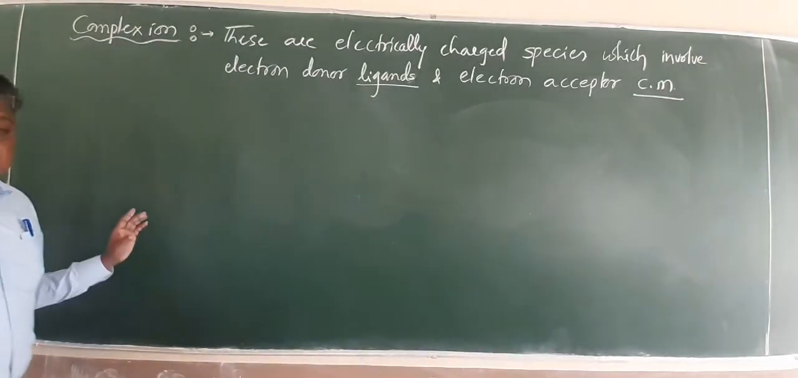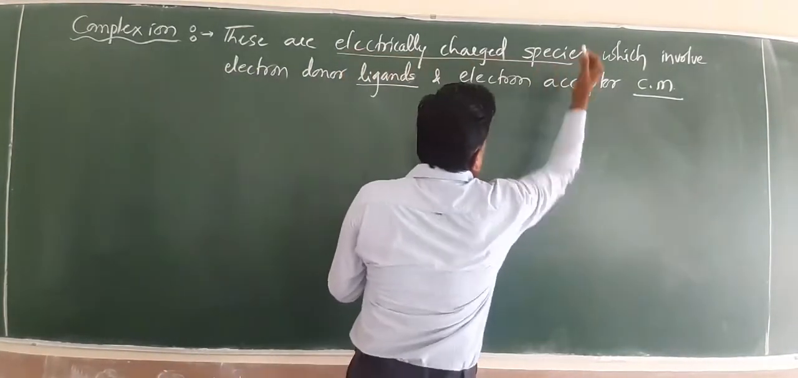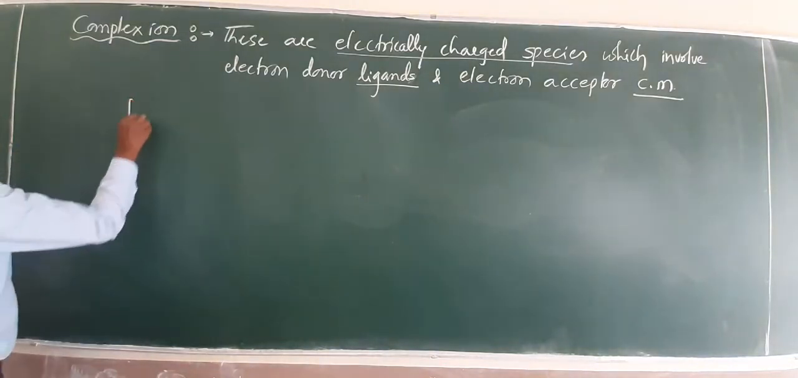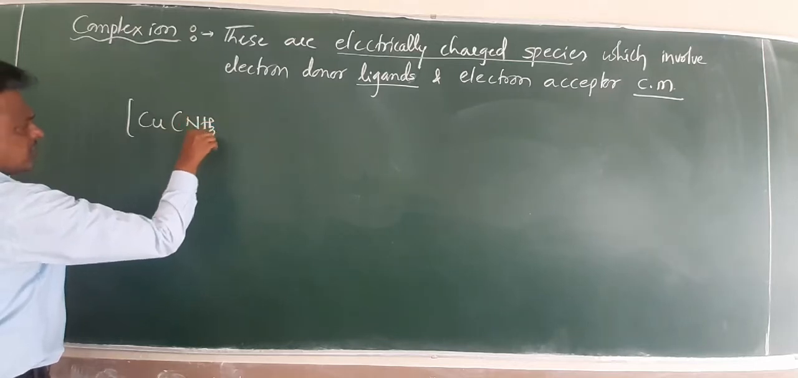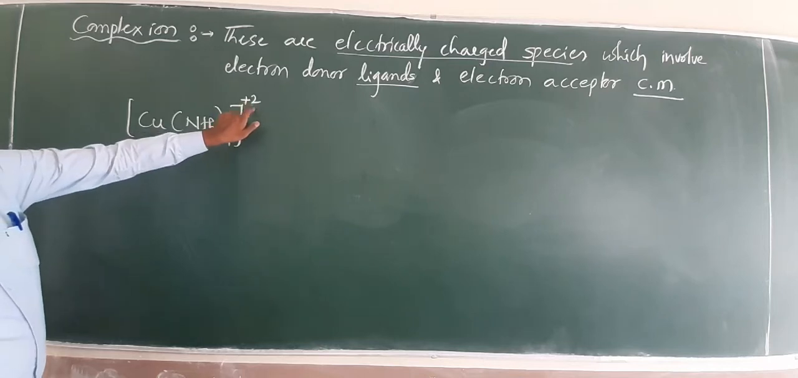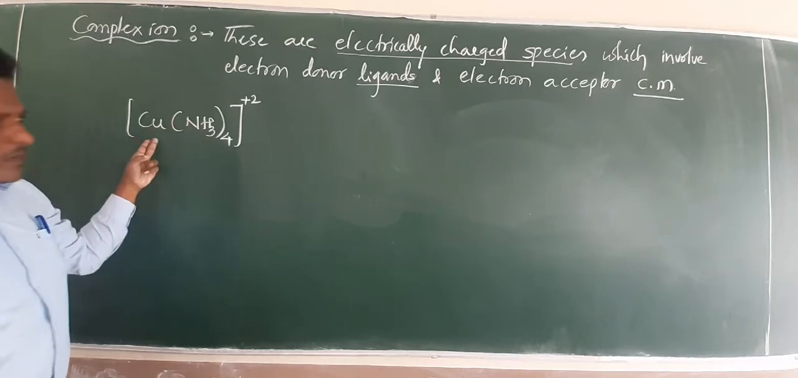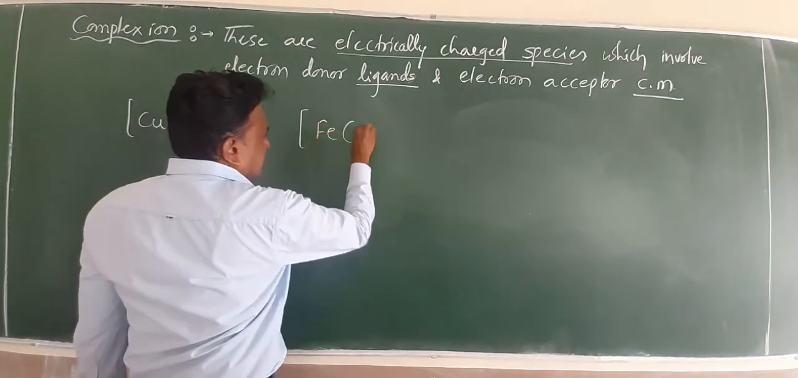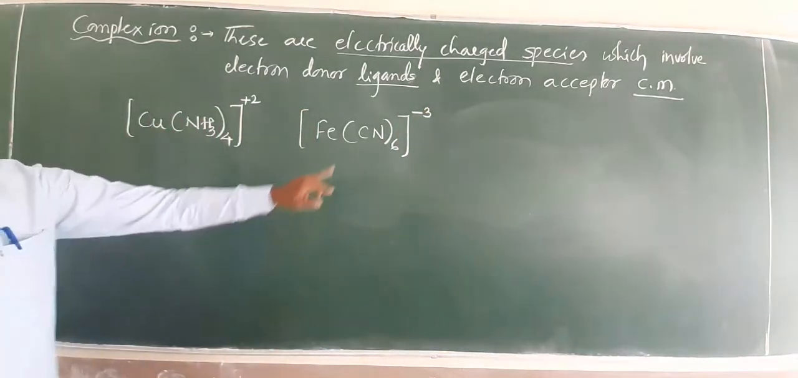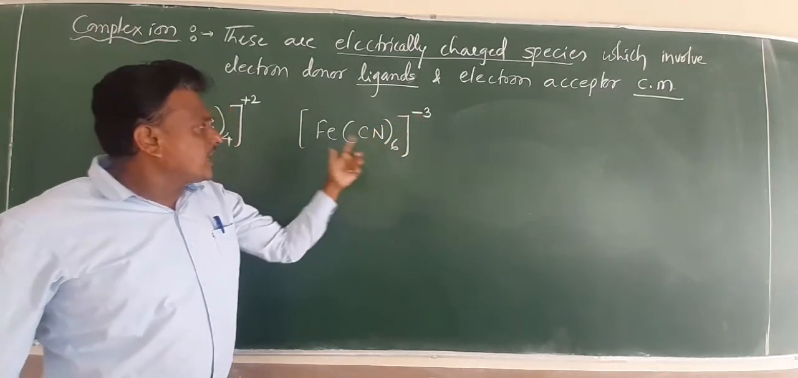In this complex, a ligand must be there, a central metal must be there. Similarly, they involve an electric charge. That means either a positive or a negative. For example, this is [Cu(NH3)4]2+. So it is a cationic species, the positive charge involving the ligand and central metal. Similarly, [Fe(CN)6]3-, this is an anionic complex. This is a negatively charged species with ligand and central metal.